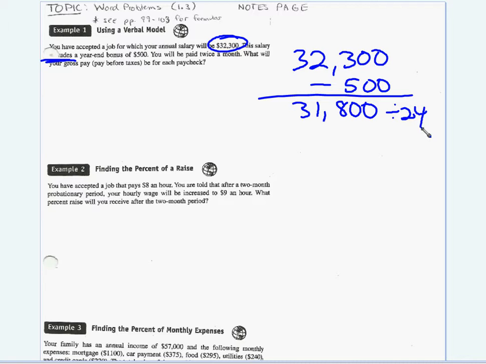All right, let's go to example 2. You've accepted a job that pays $8 an hour. You are told that after a 2-month probationary period, your hourly wage will be increased to $9 an hour. What percent raise will you receive after the 2-month period? Well, on this problem, first thing we want to talk about is how much did your pay go up? $1, didn't it? Didn't it go up $1 an hour, right? So my increase was $1.